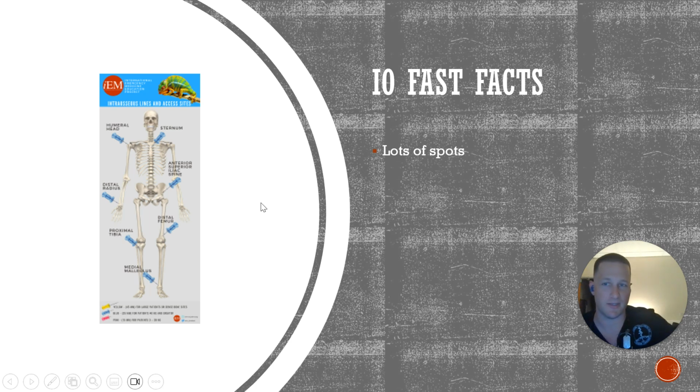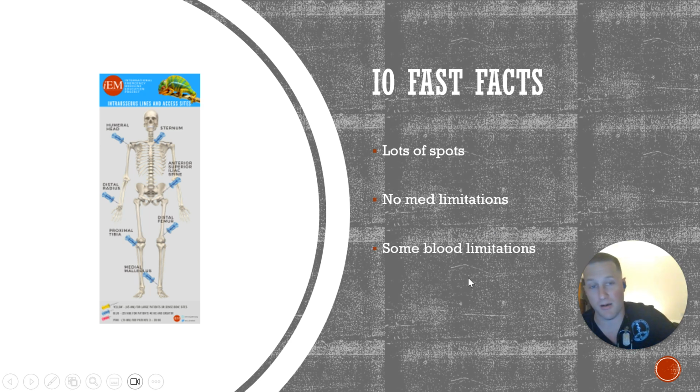Lots of spots to place IO. Humerus, sternum, distal radius, ASIS, the anterior superior iliac spine, distal femur is a big, popular one among EMS. Proximal tibia is nice during cardiac arrest because it's far away, and then medial malleolus, never actually seen one placed there, but that's technically an FDA approved spot. So lots of spots. No medication limitations. Any med you can ever think of giving to anybody that can go through an IV can go through an IO. There are some just physical limitations, some blood limitations.